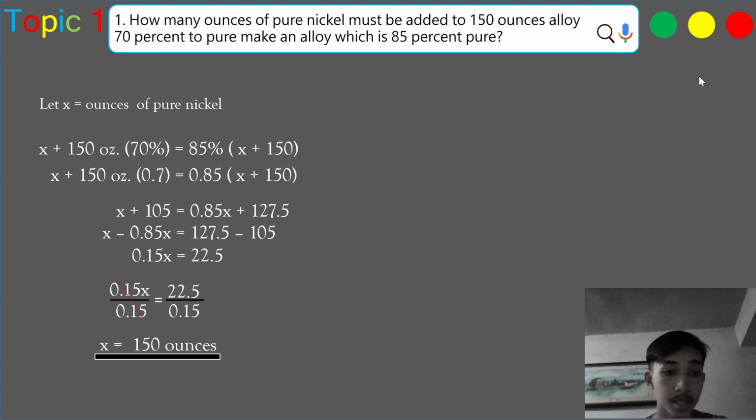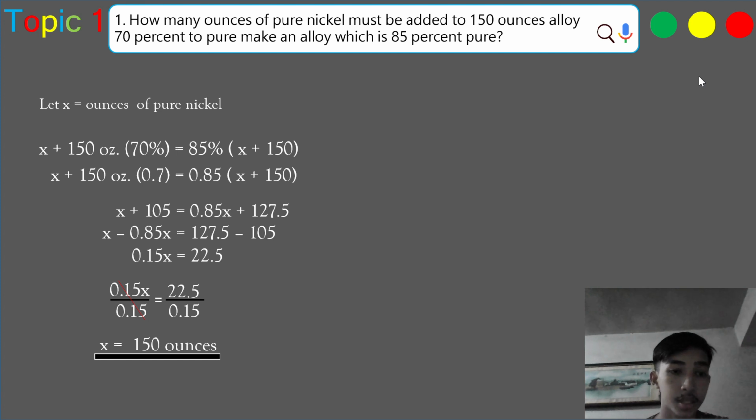Then we make the percent a decimal, so it will be 0.7 times (X plus 150) is equal to 0.85 times (X plus 150). Then X plus 105 is equal to 0.85x plus 127.5.